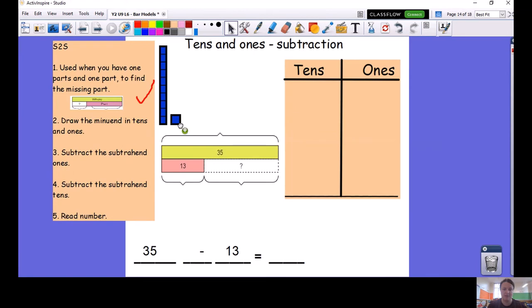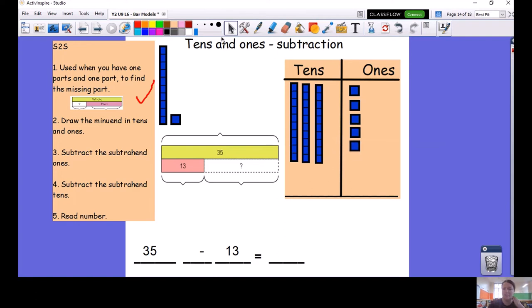So I've done that. I now need to draw out my minuend in tens and ones. So my minuend is the 35. So 1, 2, 3 tens. And how many ones? 5. 1, 2, 3, 4, 5. Okay, so I've drawn out my minuend in tens and ones.